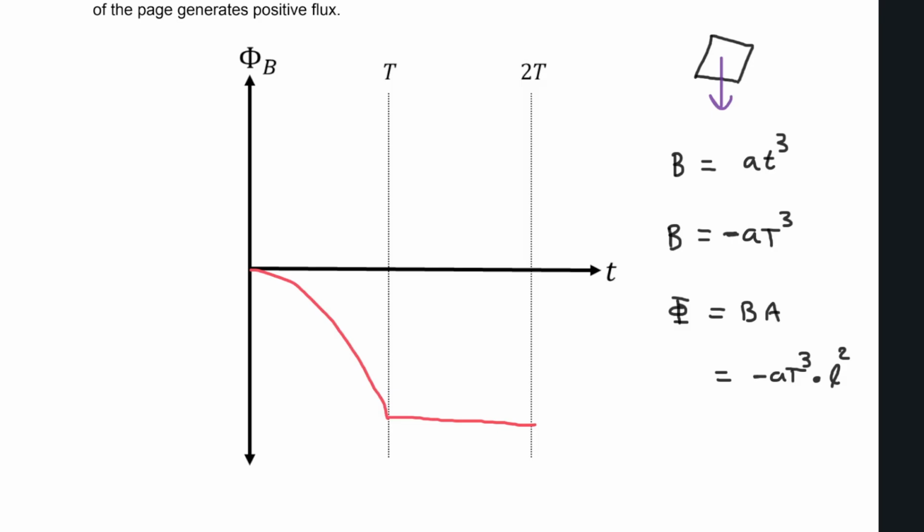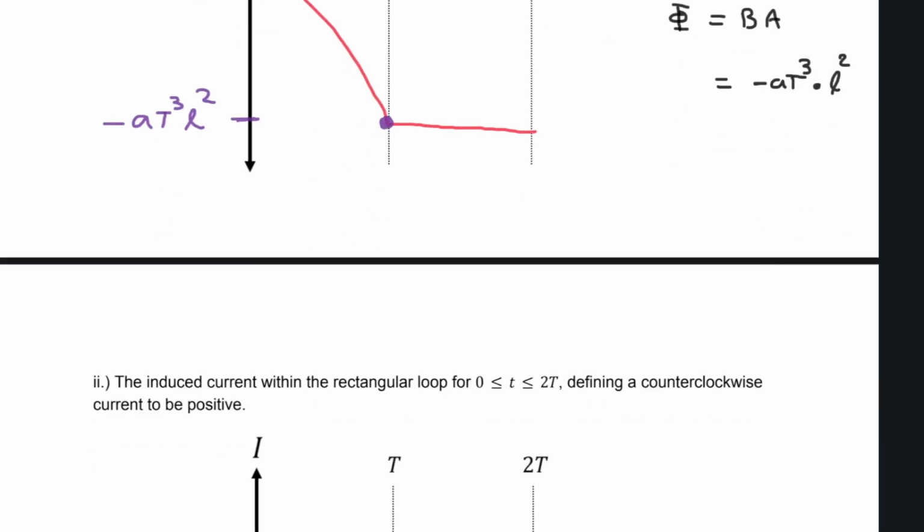So we want to label that extreme value here. So down here is where that max value occurs, even though it's a minimum, it's maximum magnitude. The flux would be negative AT cubed L squared, which is just BA. We just found the maximum value of BA. All right, now we'll find the induced current.